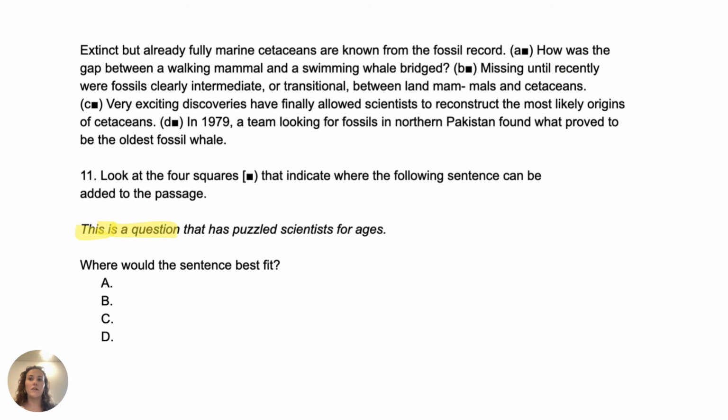Our clue is the word "this." It says, "This is a question." This is a reference word. It is referring back to the previous sentence. So before this sentence, it must mention a question or be a question. So using that information, where would you place the sentence? A, B, C, or D?